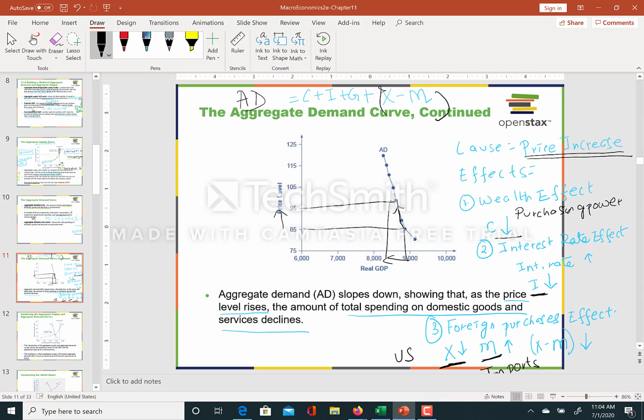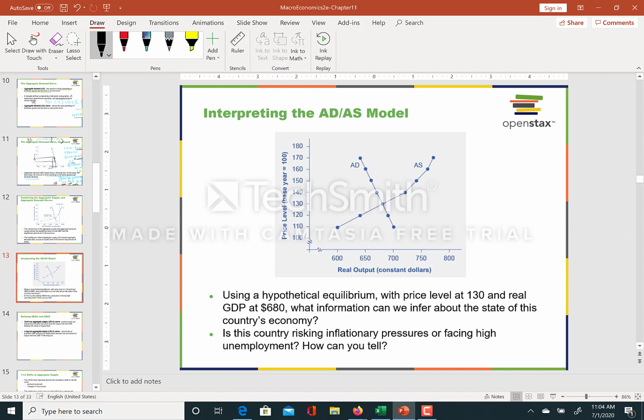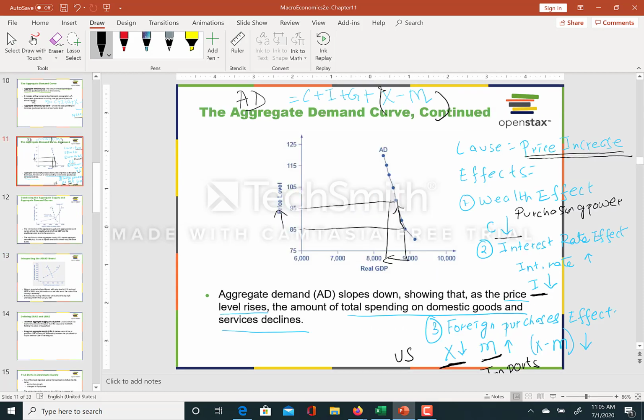Number 2, or the second effect, we look at the interest rate effect. When prices increase, the interest rate in the economy goes up, and interest rates are inversely related to investment. So the investment is going to go down. When investment goes down, the quantity of domestic spending, or aggregate demand, goes down.